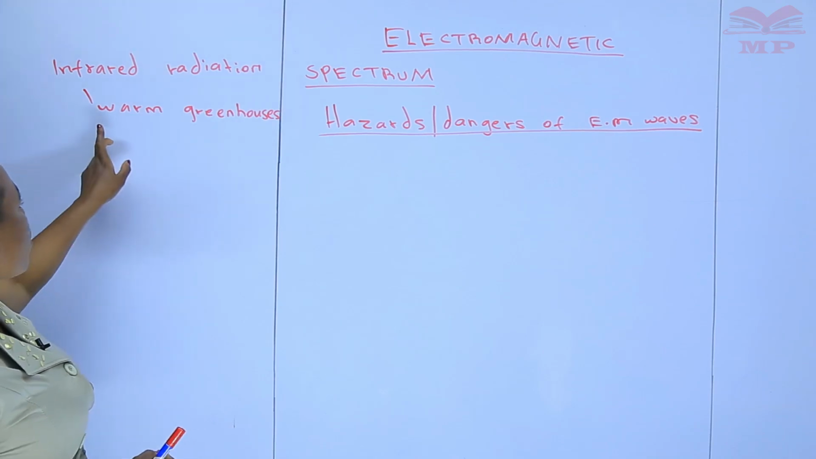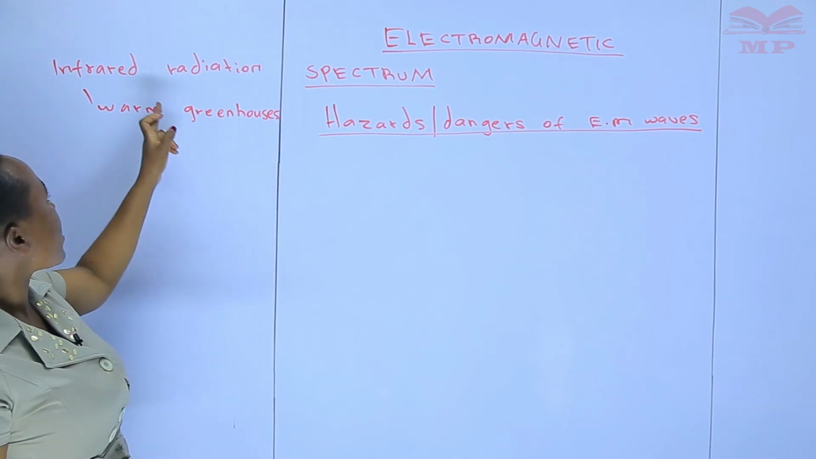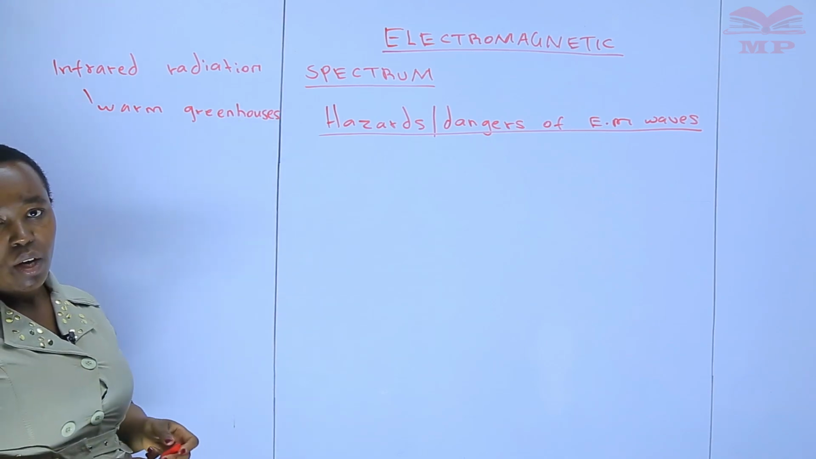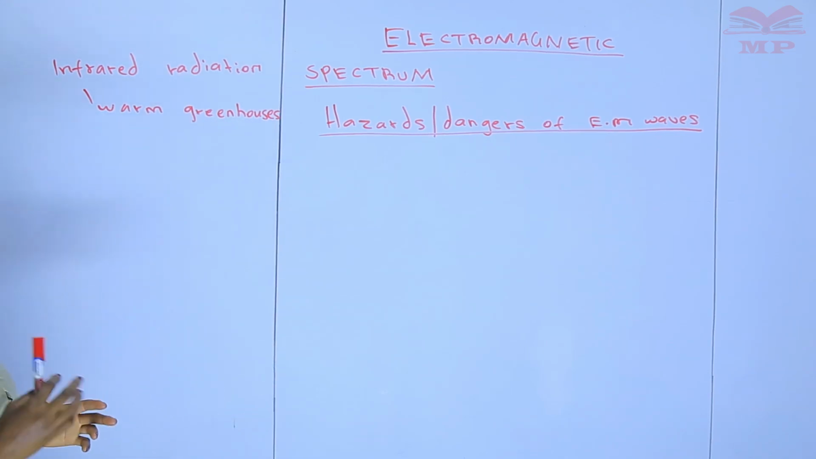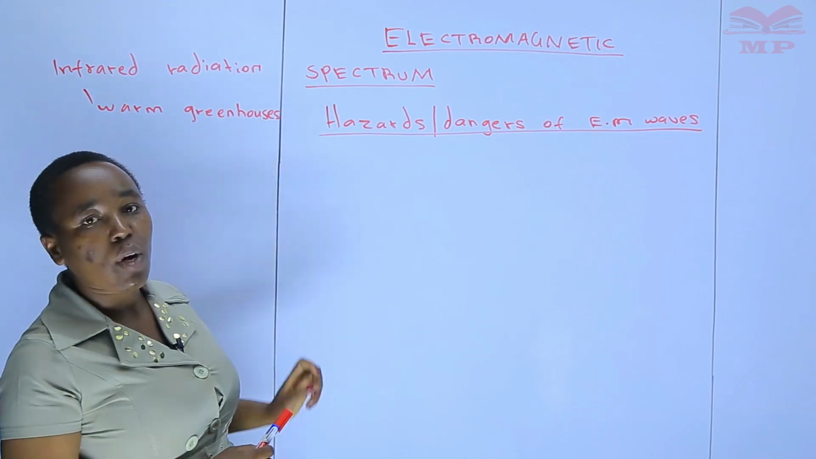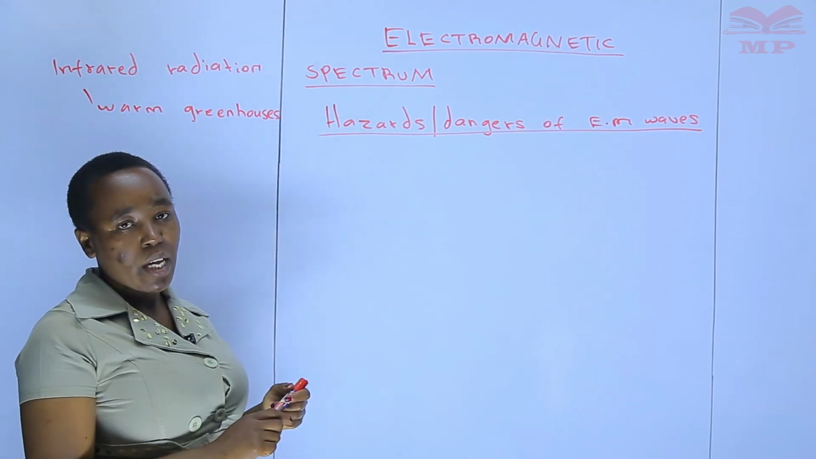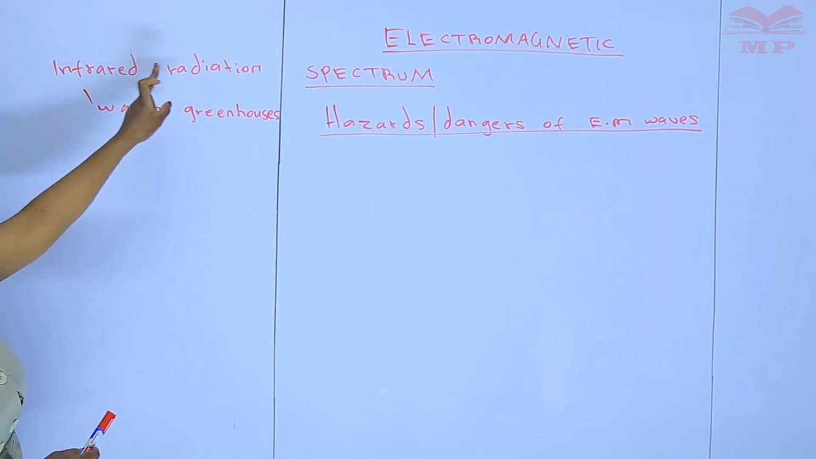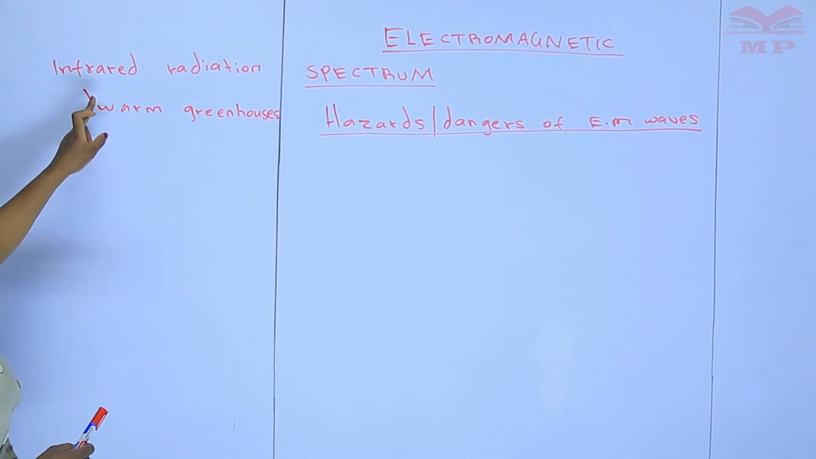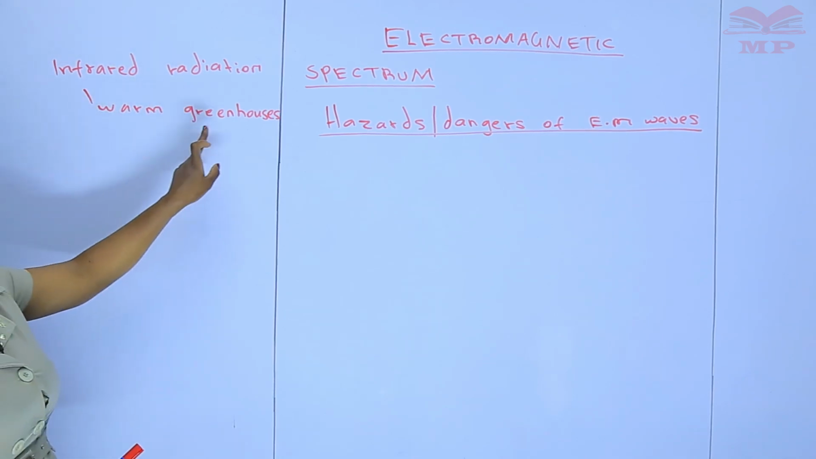And as I have said, we are going to explain first how it works in a greenhouse, or what we call the greenhouse effect. So that's what I'll explain first. Then we'll finally look at the dangers of some of the electromagnetic waves. So we go back and look at this use of the infrared radiation, which we are saying can be used to warm greenhouses.